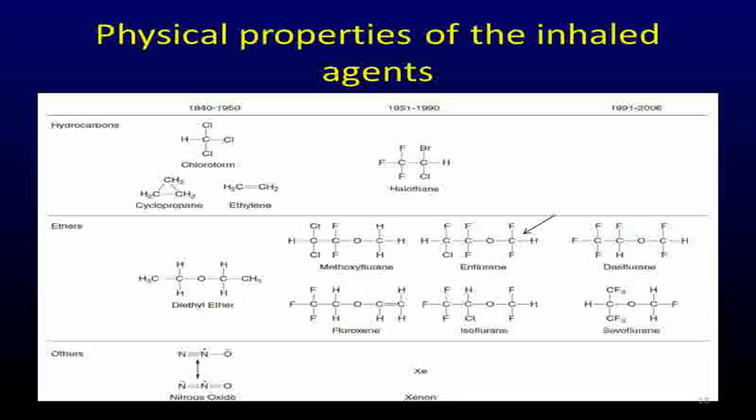But we do know what these drugs look like. So let's go through our history again. And we can see the very first ones that were out there, especially the chloroform, the cyclopropane, and the ether.